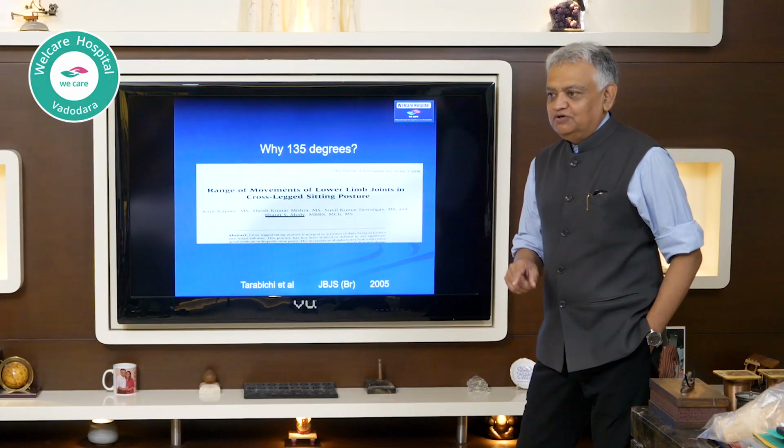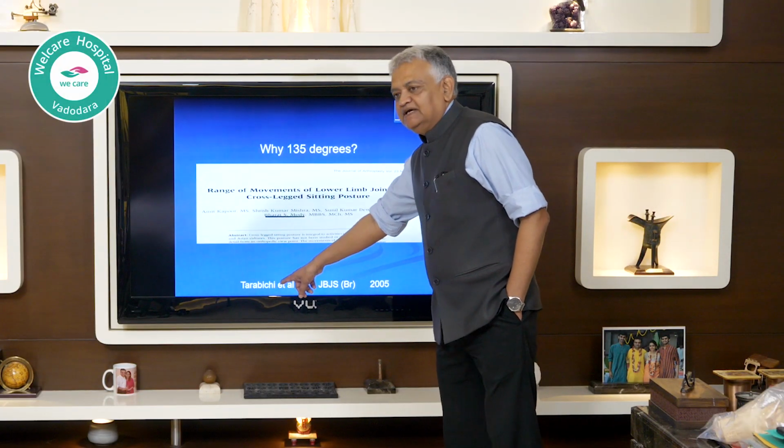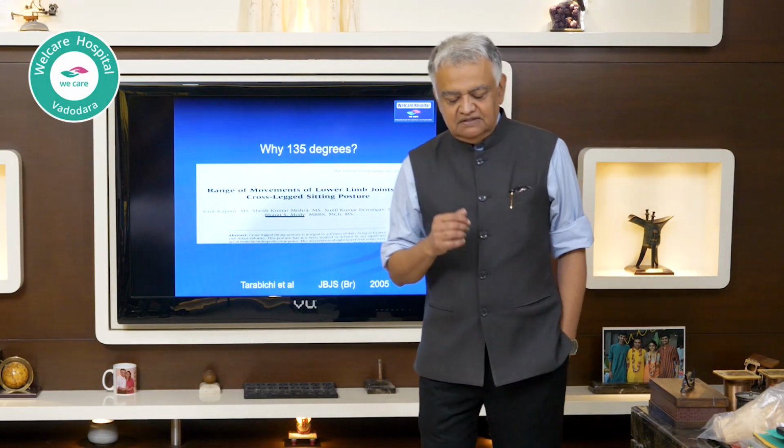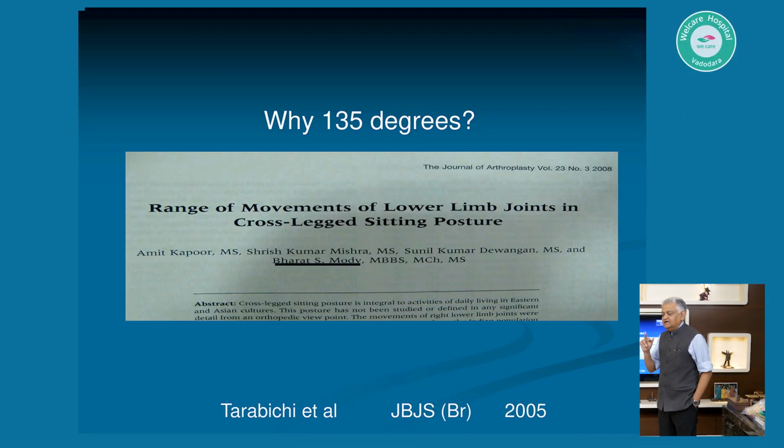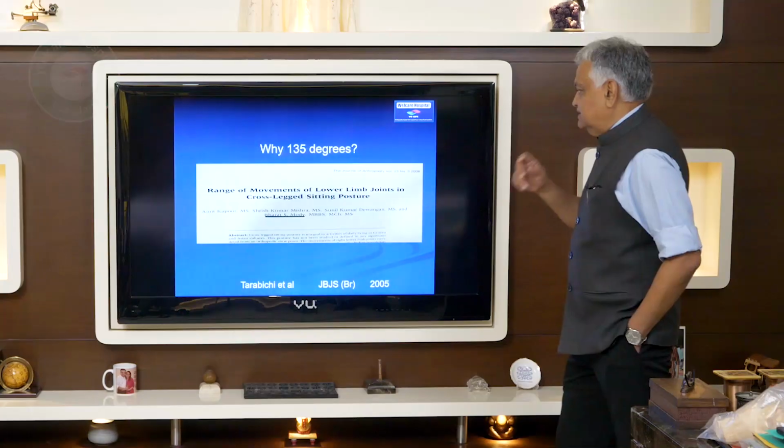So, the only other guy who had written something on these lines was this Tarabichi. He used to work in the Middle East, and he had written something for kneeling, not for cross-leg sitting, but the Muslim population in the Middle East would have the kneeling position as part of namaz. So he had written something on that. Next please.